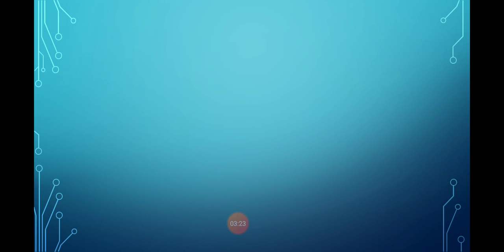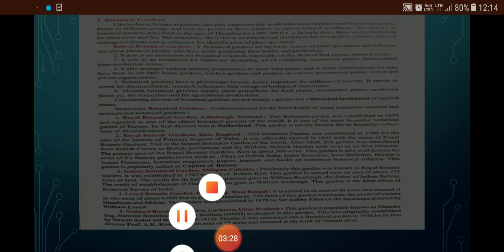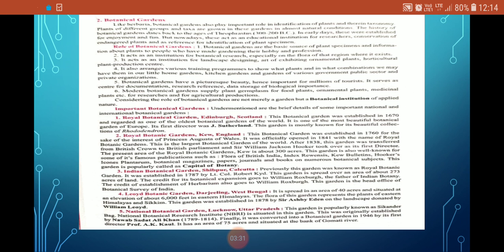Next is botanical gardens. These are different gardens or bigger safe areas which have thousands of plant species of different families and classified groups, which helps us gain the knowledge of plant life. Botanical gardens act as research institutes. They help in designing the landscape. They help in designing our home gardens, kitchen gardens, etc.